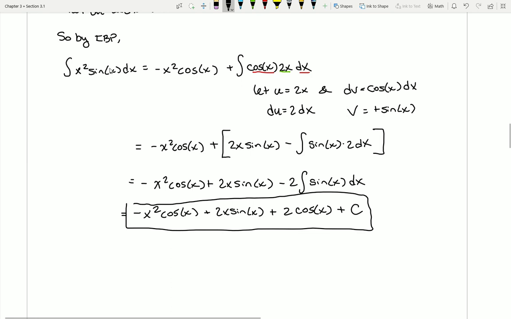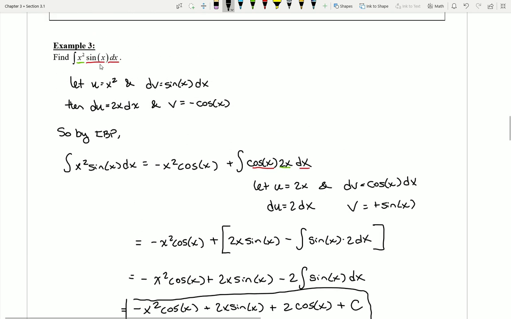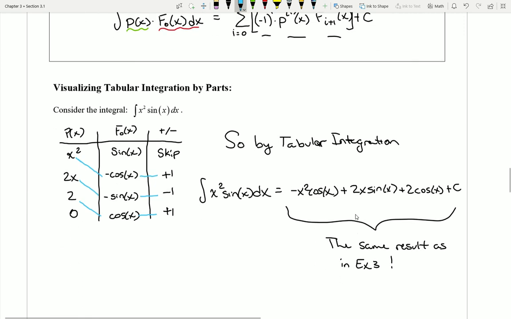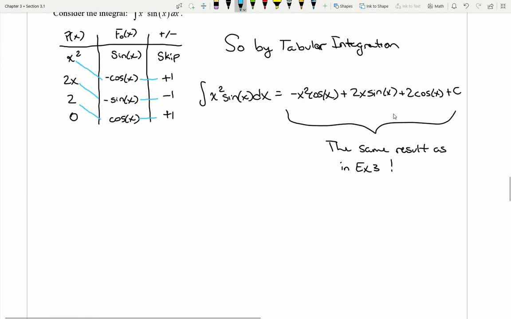Integral of x squared sine of x. We had to do integration by parts 2 times here. But this tabular integration by parts essentially gave me this powerful shortcut to just immediately jump to the answer. Negative x squared cosine x, 2x sine x, 2 cosine x. Don't forget the constant at the back. Notice that's exactly what we got here. That's a really powerful result.